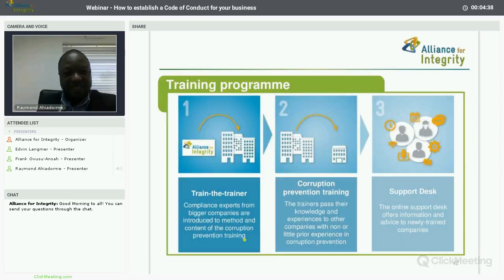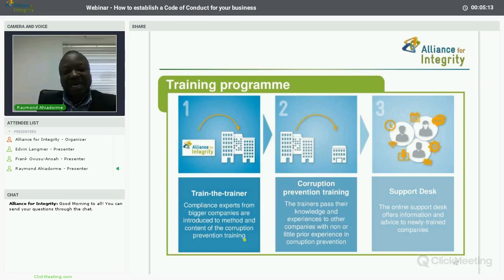Then I'll take this moment to explain how the training program is. It's a three-phase approach. So we have the first phase, what we call train the trainer. In this phase, compliance experts from bigger companies are introduced to the Alliance for Integrity's training module. And they use that module to go and train others. So phase one, train the trainer. Experts are trained, they understand the module, and then phase two, we organize our corruption prevention training.